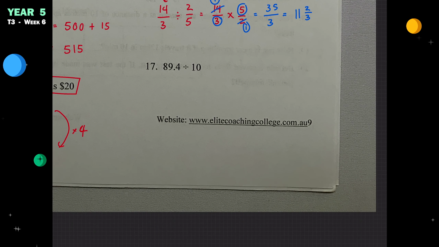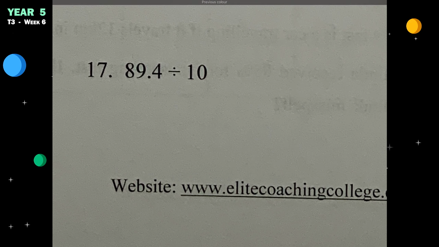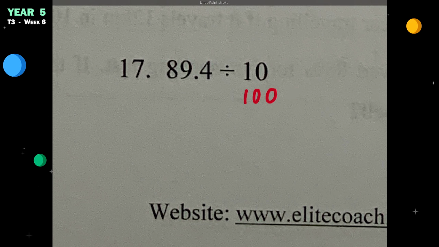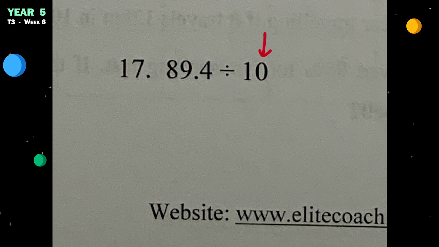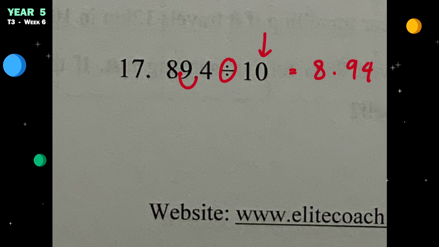Alright. Next one, you're taking this number and you're dividing it by 10. Whenever we divide by numbers with 0s, for example, 10, 100, 1,000, whatever, all we gotta do is look at how many zeros it's got. It's got one 0, and we're dividing. So dividing means we're jumping the decimal to the left. One 0 means jumping only one space to the left. So therefore, it's gonna jump over here. And now the answer is gonna be 8.94. And there's your answer.